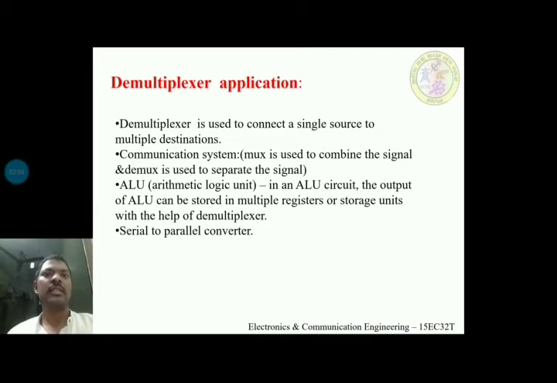The next one is that demultiplexers are used as a serial to parallel converter. See, here we are having one input and multiple outputs. Because of the block diagram of the demultiplexer, or the property of the demultiplexer, it does serial to parallel conversion. Hence the demultiplexer application is serial to parallel converter.